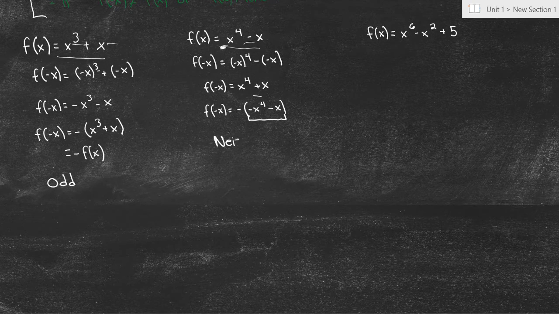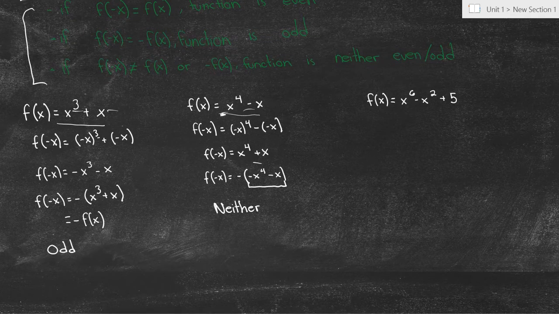And now what I want you to notice is, let's think about it. The function that was odd had both odd exponents. The function that was neither had one even, one odd. I'll tell you right now, that's not a coincidence. Okay, so now let's look at this one. Let's see what we've got. We've got 6, 2. I'm just talking about the exponents.